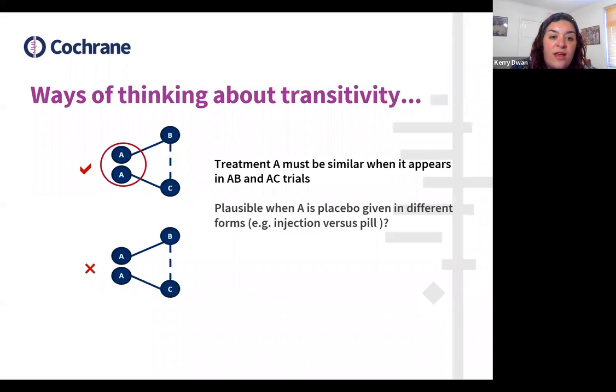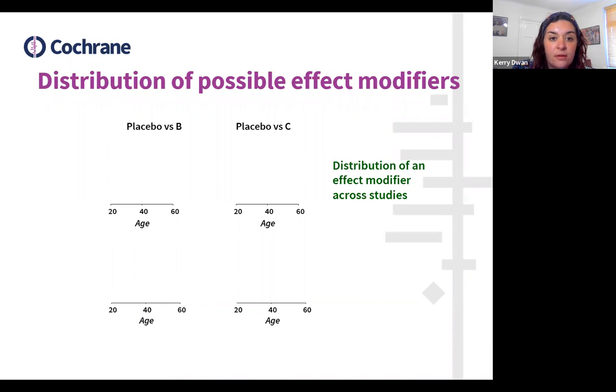So there are different ways of thinking about transitivity. Treatment A must be similar when it appears in the different trials. So if it is similar, the transitivity assumption has been satisfied. However, if treatment A is a placebo and it's given in different forms, for example, injection versus a pill, then it may be that the transitivity assumption is not satisfied. So it might not be appropriate to undertake a network meta-analysis.